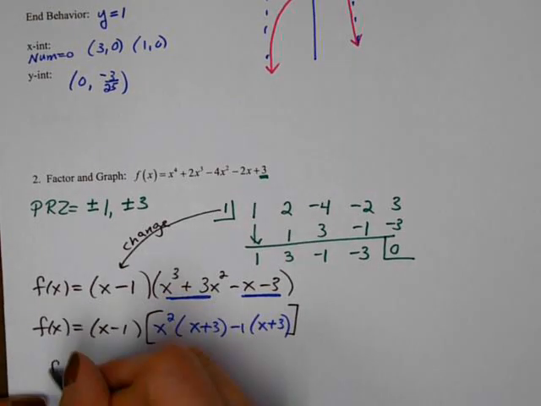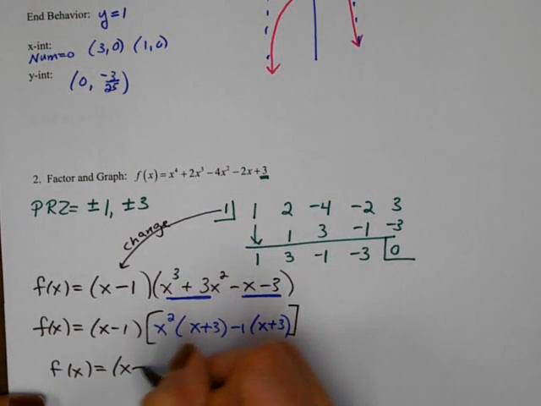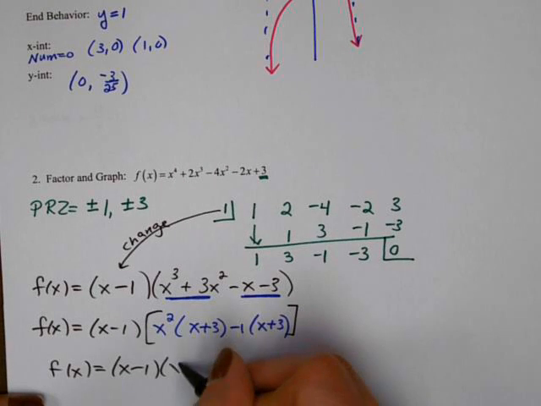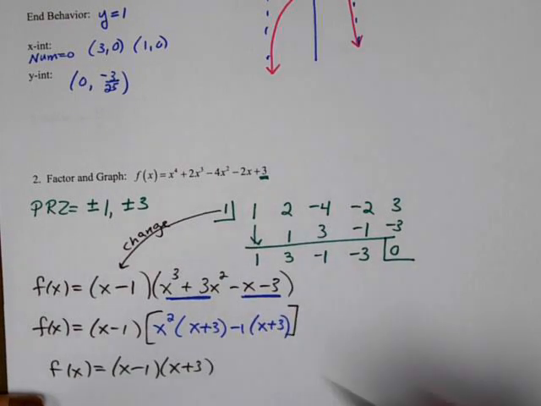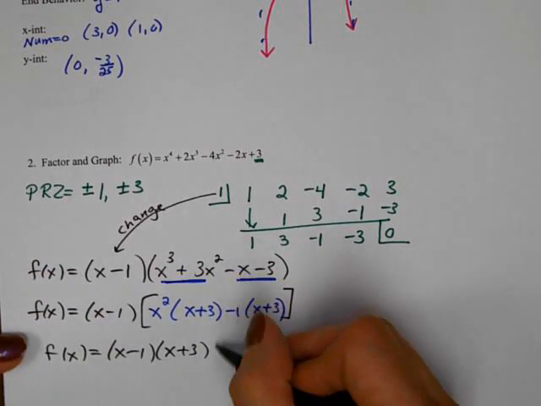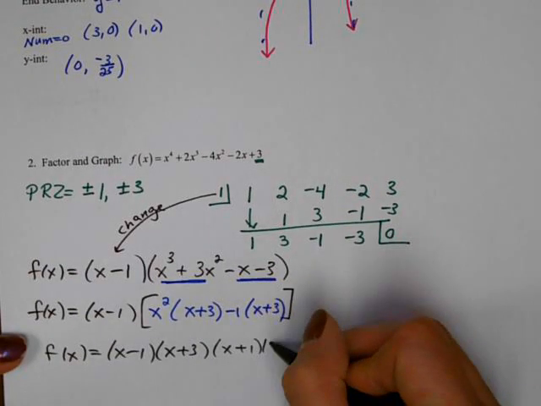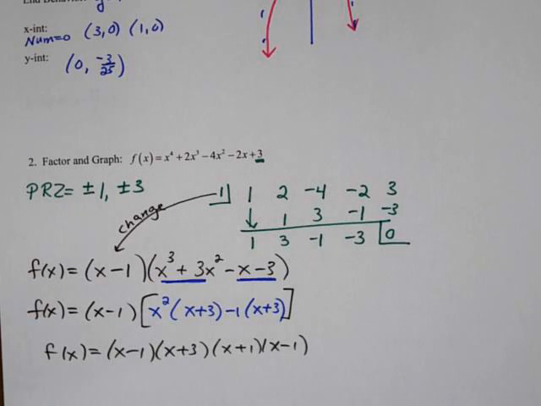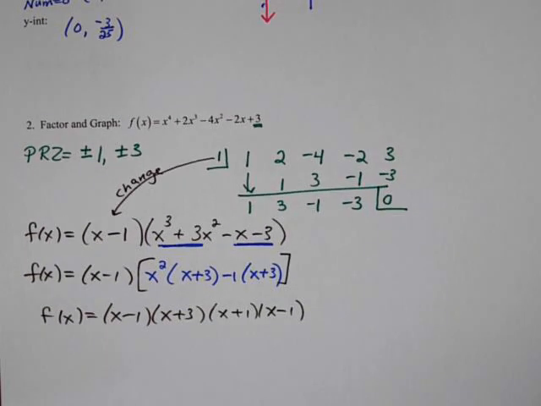Okay, so f of x is going to be x minus 1 times the x plus 3 factor, that was the same. And then we've got x squared minus 1, which I'm going to write as x plus 1, x minus 1. Okay, factor difference of squares. So this would be factored form.